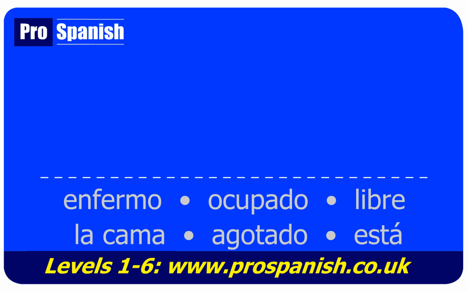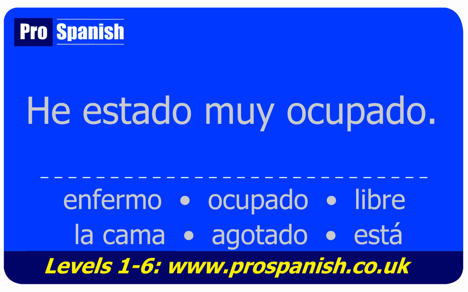So, ha estado, he, she, it has been. If you want to say I have been, then we just need to change the ha, which is he, she, it has, to I have, and that is he, H-E. So how would you say I have been? He estado. So how would you say I've been very busy? He estado muy ocupado.